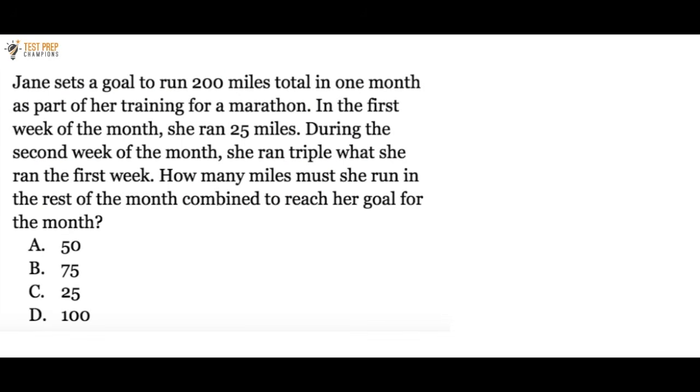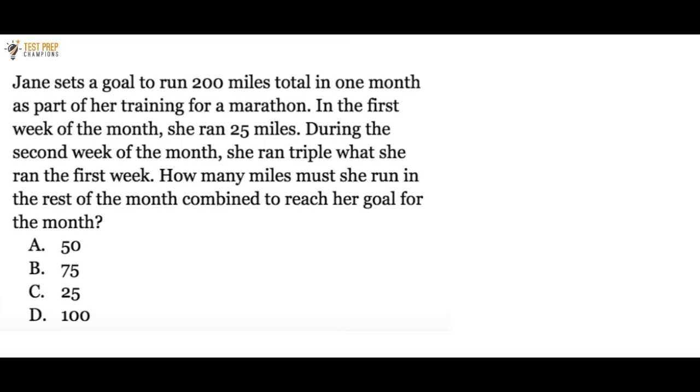Jane sets a goal to run 200 miles total in 1 month as part of her training for a marathon. In the first week of the month, she ran 25 miles. During the second week of the month, she ran triple what she ran the first week. How many miles must she run in the rest of the month combined to reach her goal for the month? Is it A, 50, B, 75, C, 25, or D, 100?